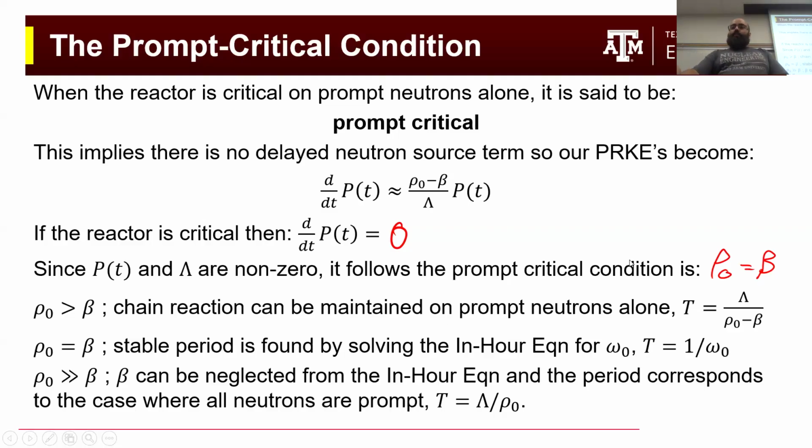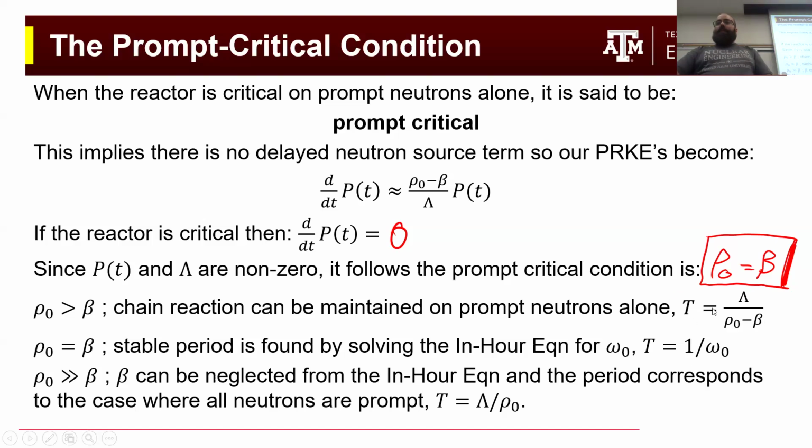So that is the prompt critical condition. If you are critical only on delayed neutrons, then your reactivity insertion is going to be equal to beta. So if you have an insertion that's larger than beta, then it means that your population can actually be maintained just by prompt neutrons alone.